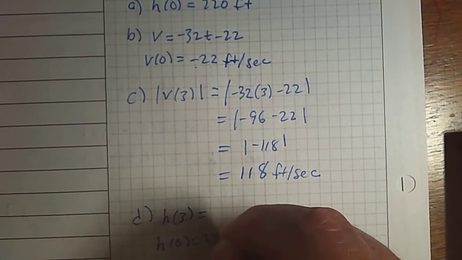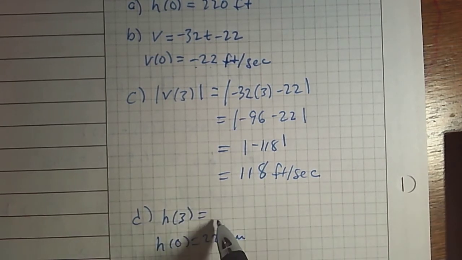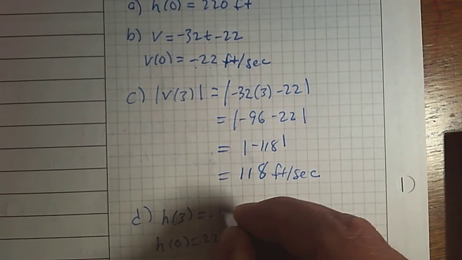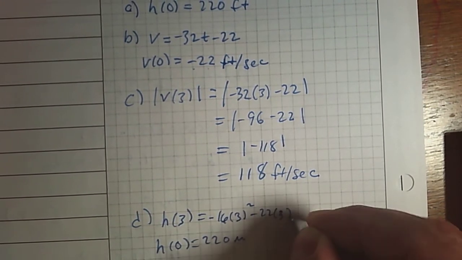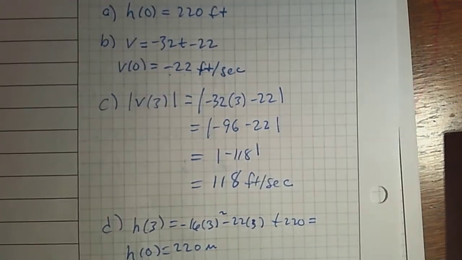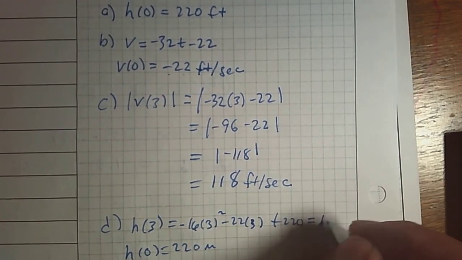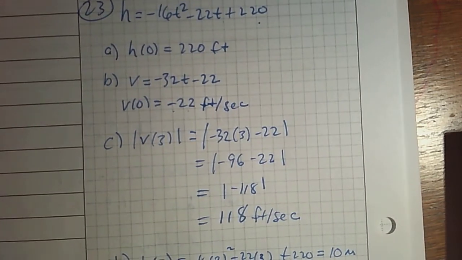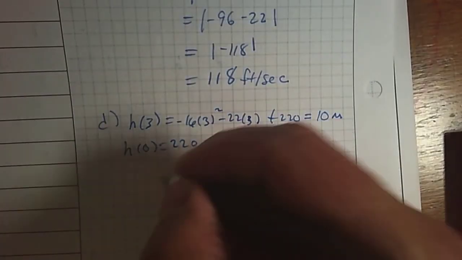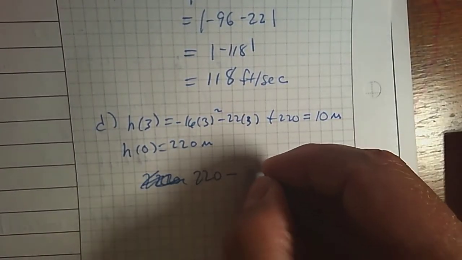So the initial is 220 meters. At 3 seconds, I got to plug 3, and you can use your calculator. Plug 3 in. And the height of that at 3 seconds is 10 meters. So the question is, how far does the ball travel in 3 seconds? And the answer is 220. Again, 220, take away 10.